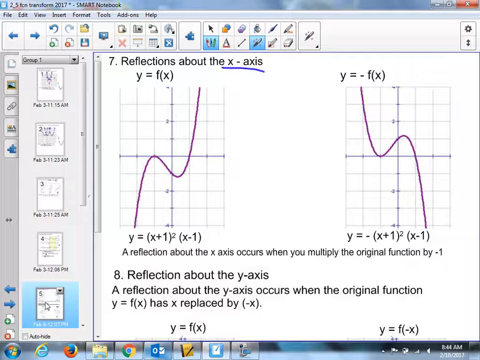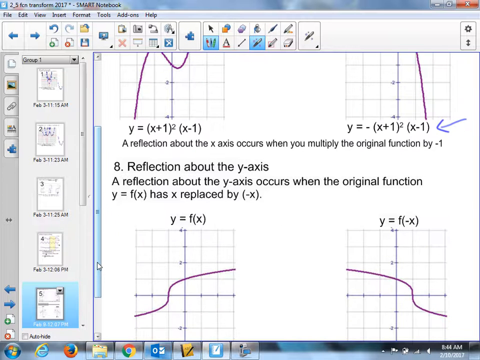Reflections about the x-axis. Positive f of x is your given function. If you reverse the sign in front of it, well, you see how that works, right? You reflect in the x-axis. Here's a specific example. I didn't need to give you the equation, though, to see how this works. Okay, reflection about the x-axis when you multiply it by -1.